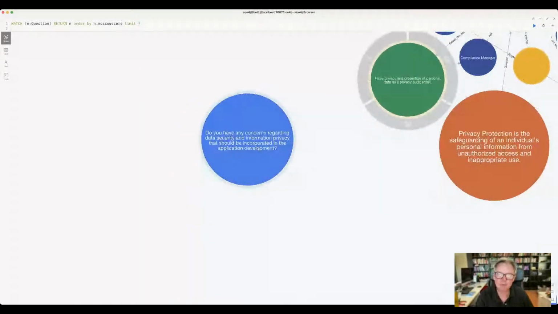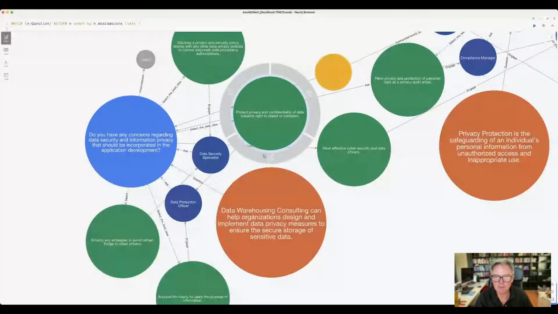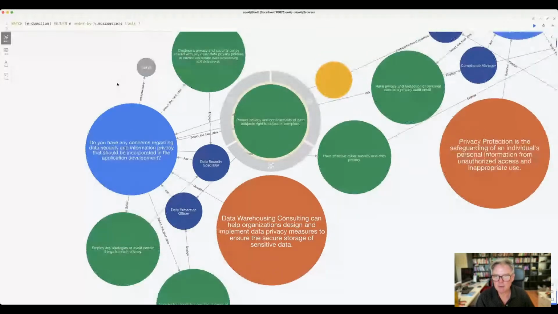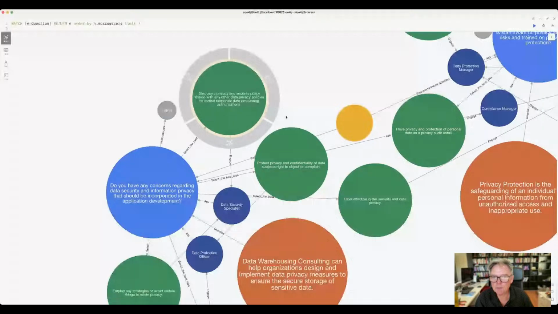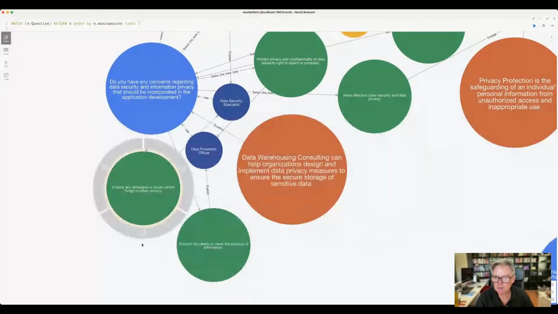Do you have any concerns regarding data security and information privacy that should be incorporated in the application development? Here we go. Have effective cybersecurity and data privacy. Protect privacy and confidentiality of data and make sure that your subjects have the right to object or complain. Disclose a privacy and security policy shared with any other data privacy policies to control corporate data processing authorizations. Yep. Employ any strategies or avoid certain things to retain privacy. That's an interesting one. Avoid certain things as well. Don't just go ahead and move forward like a bull in a china shop, but avoid certain things as well.